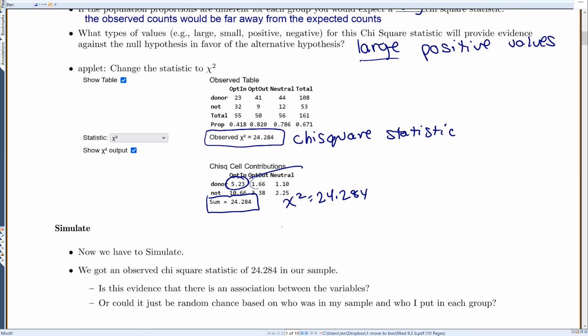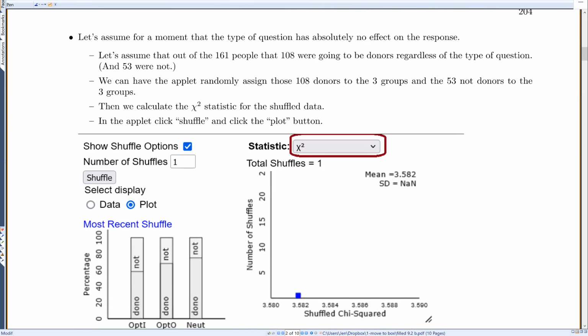so now that we have our statistic, we have to actually simulate. We got an observed chi-square statistic of 28.284 in our sample. So is this evidence that there's an association between the variables? Or could it just be random chance based on who was in my sample and who I put in each group? So let's assume for a moment that the type of question has absolutely no effect on the response. We're assuming that out of the 161 people, 108 were going to be donors regardless of the type of question, and 53 were not going to be donors. So we can have the applet randomly assign those 108 donors to the 3 groups and the 53 non-donors to the 3 groups. Then we calculate the chi-square statistic for the shuffled data.